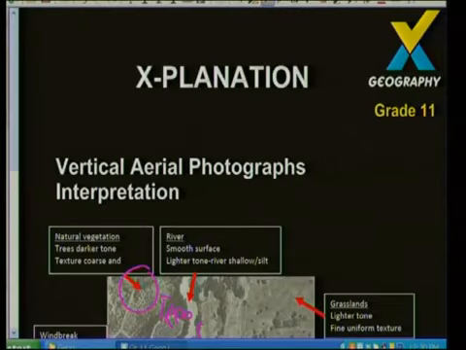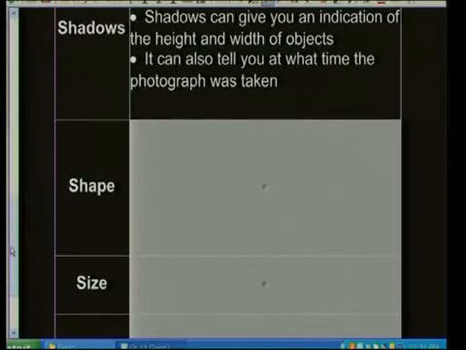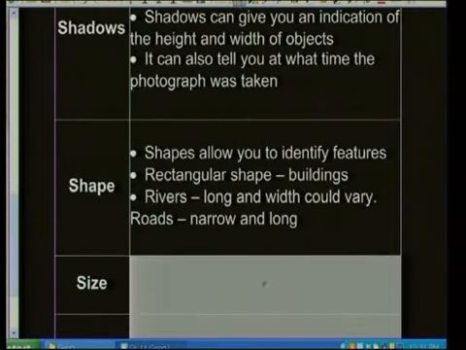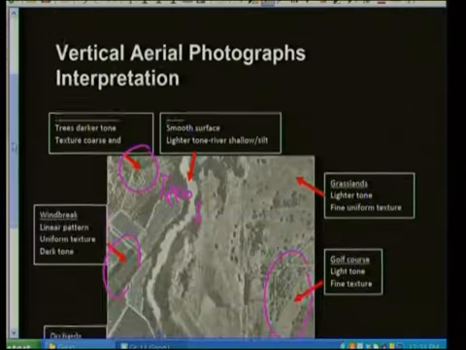Okay, so we looked at shadows. Let's look at shape. Shapes also play a big part in determining what feature it is, whether it's man-made or natural. For instance, a rectangular shape will give you buildings. Rivers have a long width and could vary. Roads are narrow and long. All right? So when you look at all these different shapes, you will be able to make out to a great extent what they are.